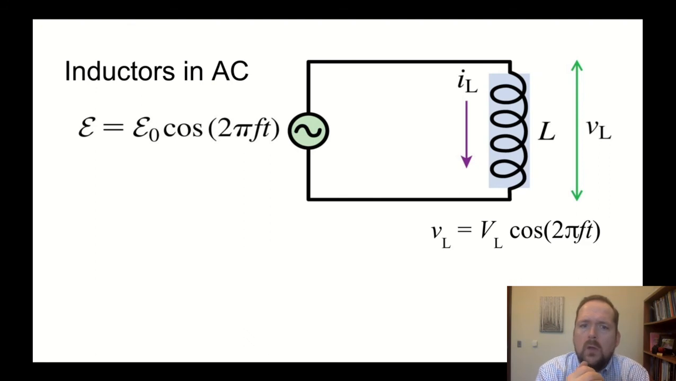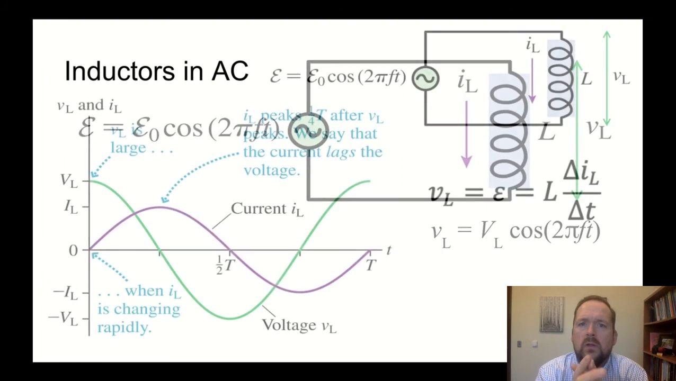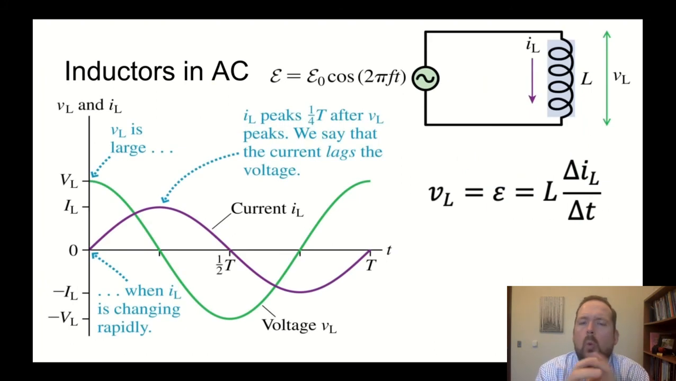So if the power supply is a cosine function, the voltage across the inductor must be that same cosine function. And so similar to a capacitor, we can write that the voltage at any time across the inductor is equal to the maximum voltage across the inductor times the cosine of 2 pi times the frequency times time. Well, what does this graph look like when we look at voltage and current? Again, my voltage graph is my cosine function. So it starts out at a maximum voltage, goes to 0, goes to a maximum negative voltage, back to 0, back to maximum positive, etc.